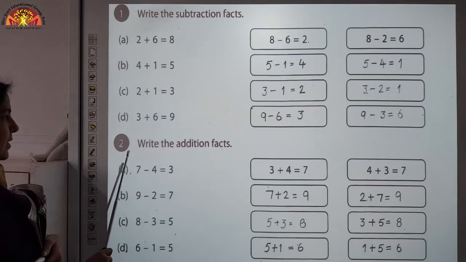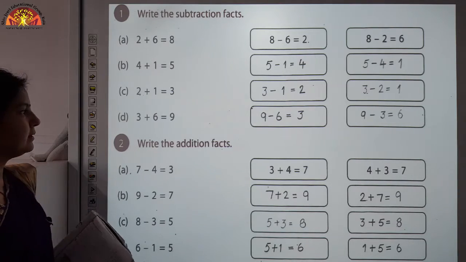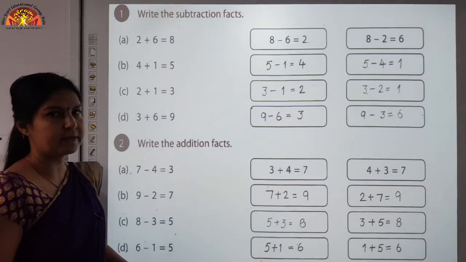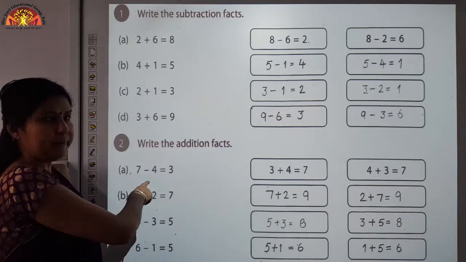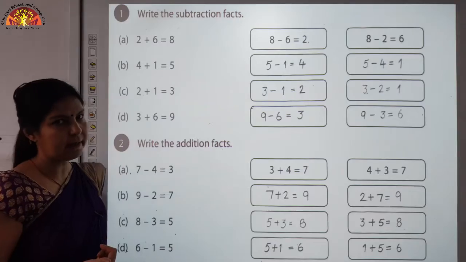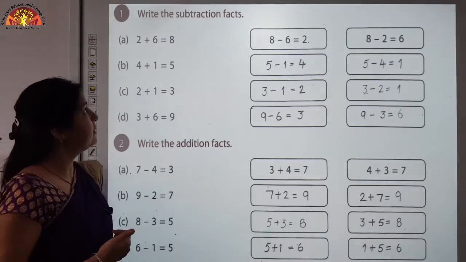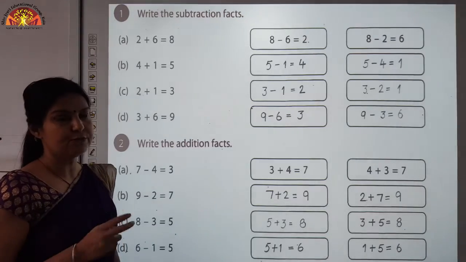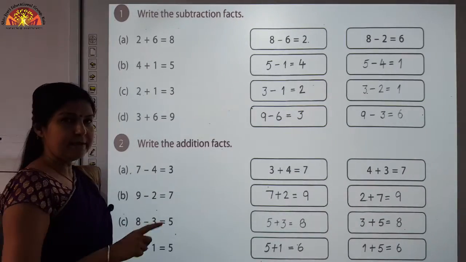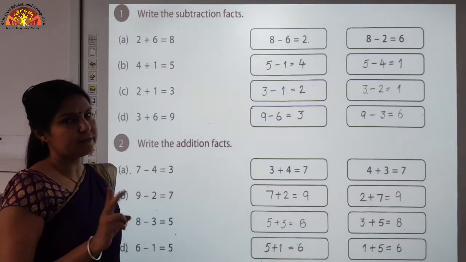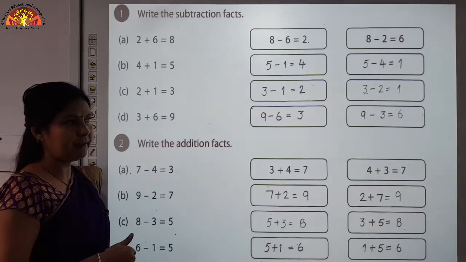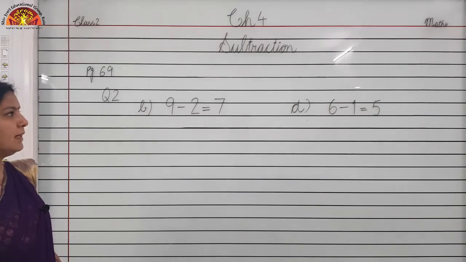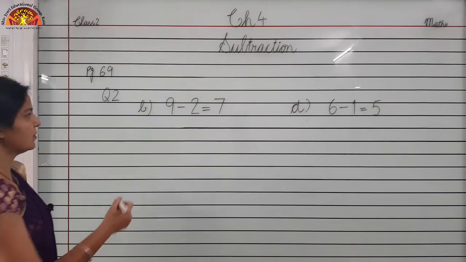Now, children, we will see question number 2. Write the addition facts. Here we have to find addition facts. So, the question is given in subtraction and you have to change it into addition. Like subtraction facts, addition facts are also 2. So, we can say that every subtraction has 2 addition facts. Now, we will see this sum on the board. Now, we will find the addition facts of these sums.